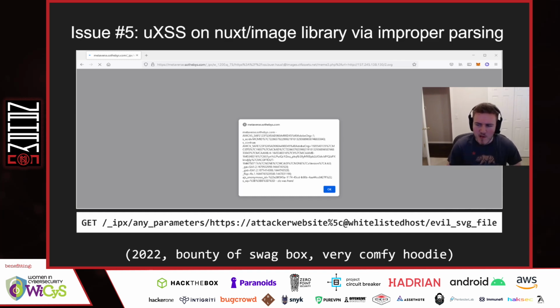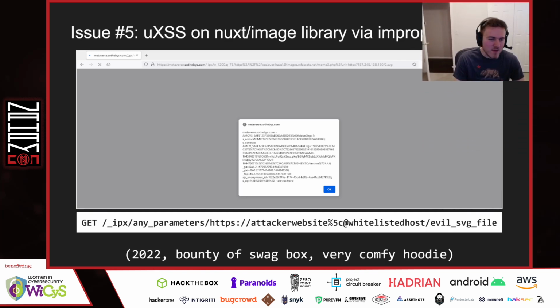It thinks it's talking to the whitelisted host, but realistically it's talking to the attacker website. And what you're able to do is just load in an evil SVG file. Gave us a bounty of a swag box. The hoodie is very comfortable, so I'm very happy with that. Whatever. It's one of those things where reporting it to the provider, you're not really going to get a bounty, but you could maybe find a customer who was affected and report it there. Obviously do both, but however you want to play the game, it's at your discretion.